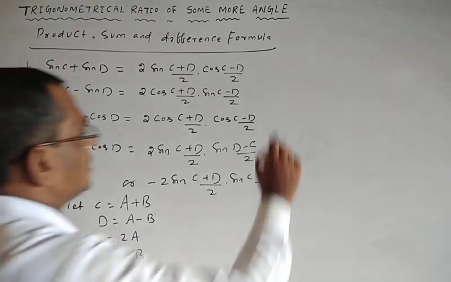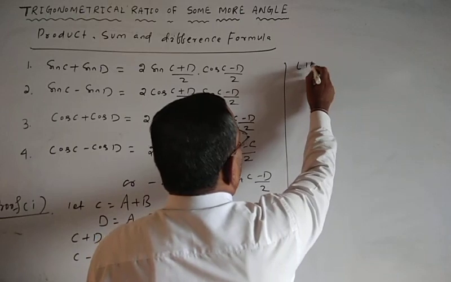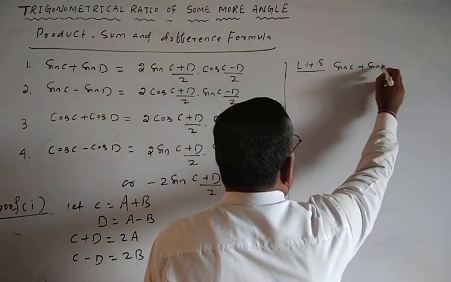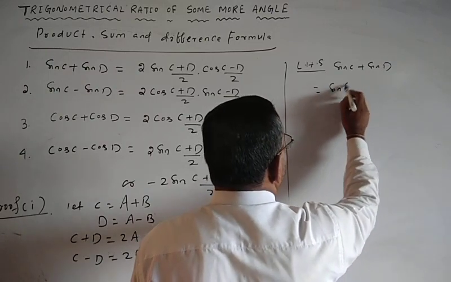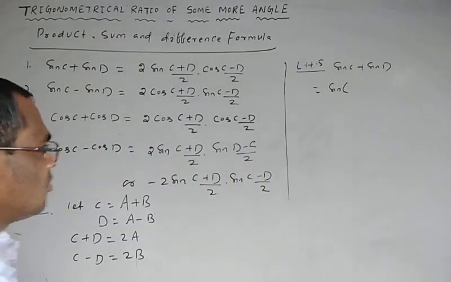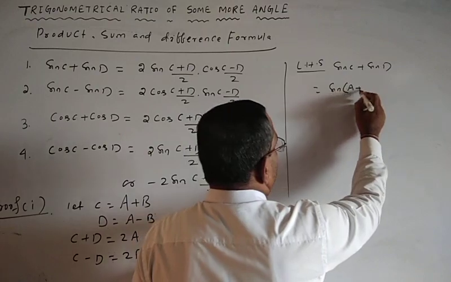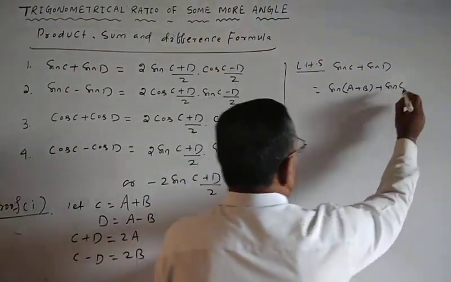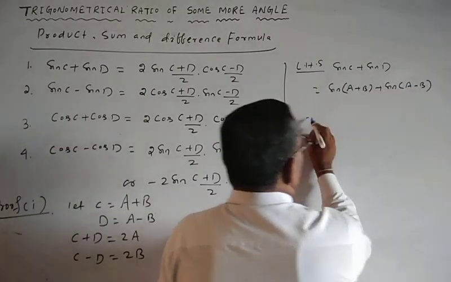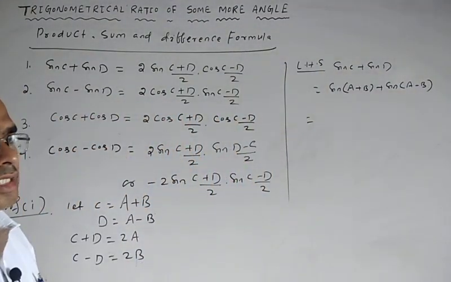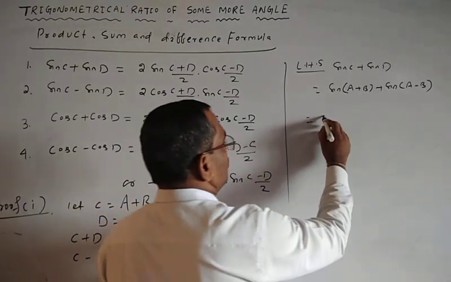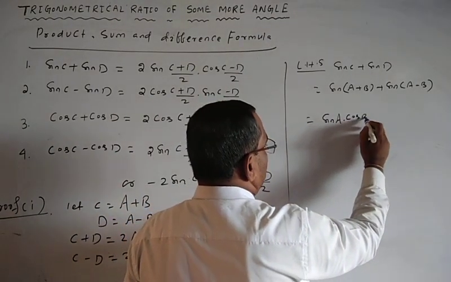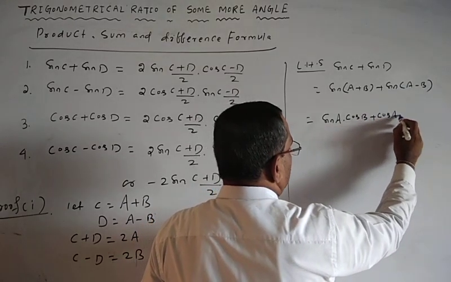So we take the LHS side. So LHS sin C plus sin D. So this is equal to sin C. What is C? C is equal to A plus B, plus sin D. D means A minus B. You know the sin (A plus B) formula and sin (A minus B). So this is equal to sin (A plus B), sin A into cos B plus cos A into sin B.